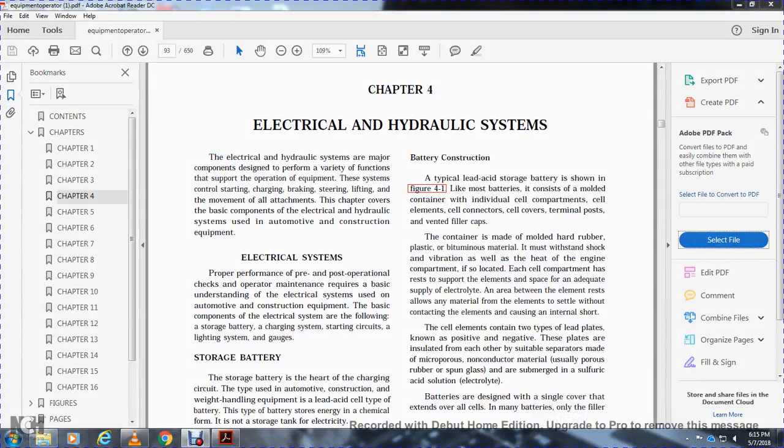All right, chapter 4, electrical hydraulic system. The major component of the design of the form of the various functions for the support of the operation of the equipment. System of the control, starting, charging, brake, steering, the lifting of the movement, all of the attachments.